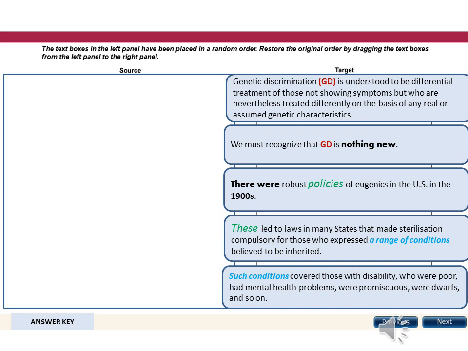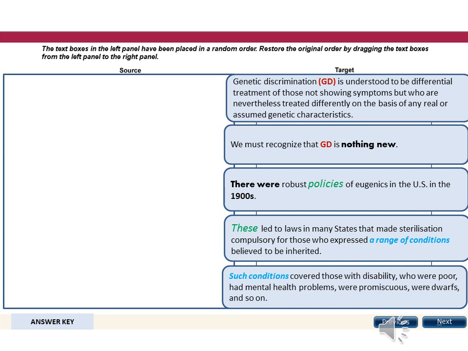So GD and the definition and the abbreviated version, and then the abbreviation is referred to in the immediate next sentence. Another reason why this is the second sentence is that it forms a pair with sentence number 3 as well. This is nothing new. Nothing new means it's old. There were is past tense and 1900s. So therefore, it is nothing new. It is old. There were similar sort of genetic discrimination policies in the 1900s.